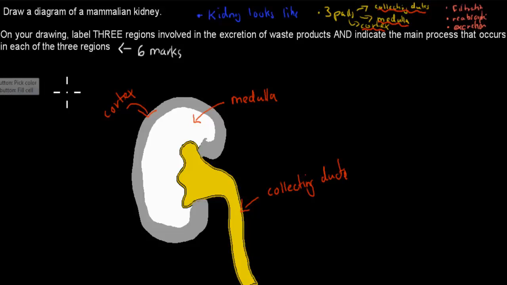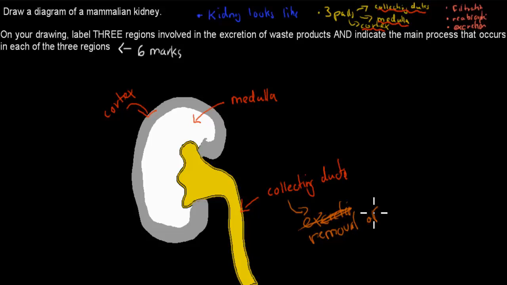And if we remember the collecting ducts, that's where we have excretion of urine. So the removal of urine happens, excretion, or probably a better word would be the removal of urine, happens in the collecting ducts. The collecting ducts collect all the urine from the medulla, and then they move it to the bladder, where it's then ultimately removed as well. So that collecting duct is the collection and removal of urine. The medulla, that is where a lot of our reabsorption occurs. Because that was actually where the tubules and the loop of Henle was within this.